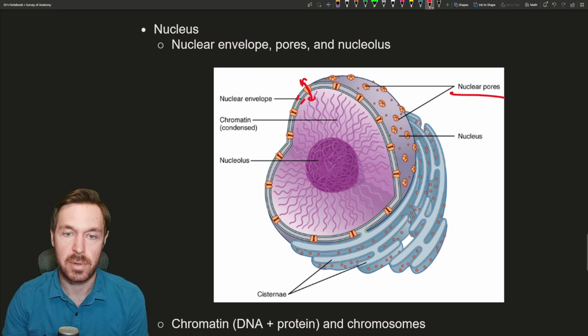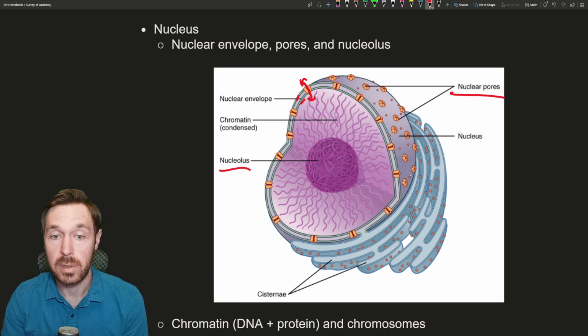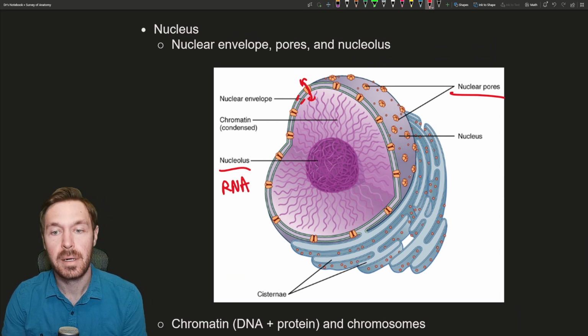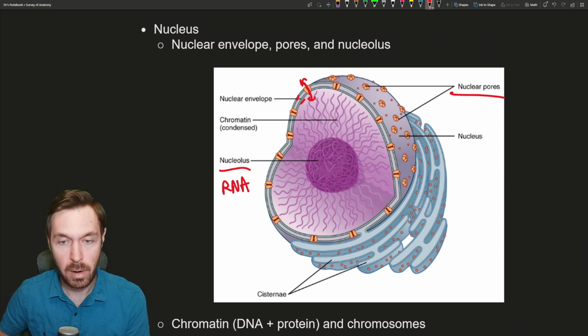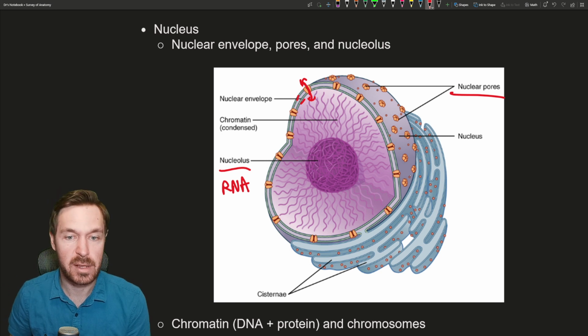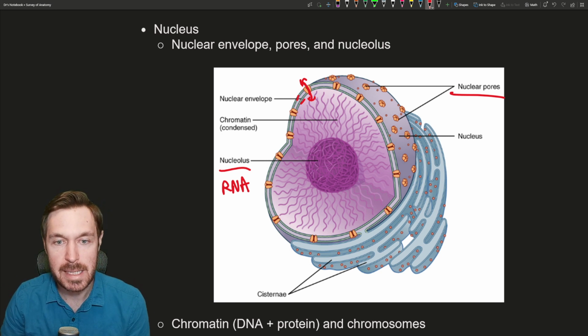Also, there's a structure labeled in here called a nucleolus. That's just where RNA is made. It's an RNA processing center. So RNA, like ribosomal RNA, and transfer RNA, it's just where RNA is processed.